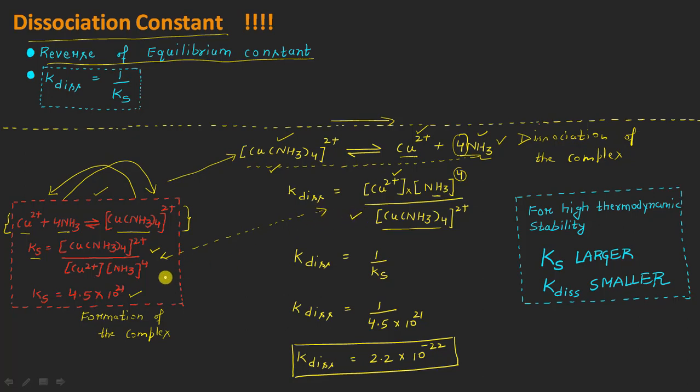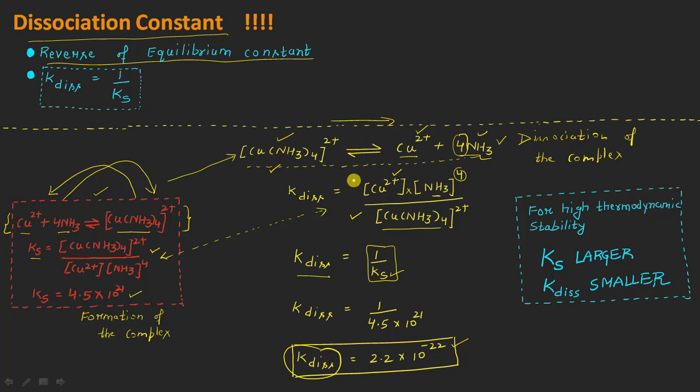So if this was the Ks here, obviously the dissociation constant, K dissociation, will be the reverse of the Ks, meaning 1 over Ks, and we know the value of Ks here, which is 4.5 times 10 raised to the power 21. That will give us a final value of 2.2 multiplied by 10 raised to the power minus 22, and this will be the dissociation constant for this dissociation equilibrium reaction, right?